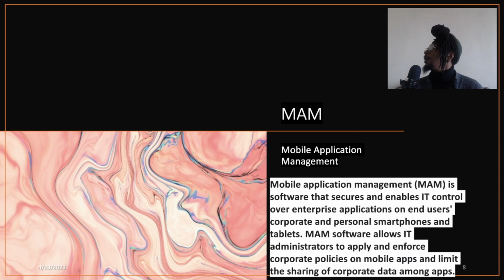MAM, Mobile Application Management. Mobile application management is software that secures and enables IT control over enterprise applications on users' devices, corporate and personal smartphones and tablets. MAM software allows IT administrators to apply and enforce corporate policies on mobile apps and limit the sharing of corporate data amongst apps.